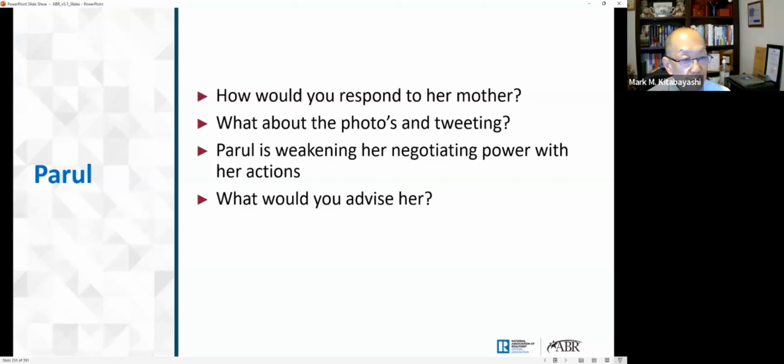What's the definition of a safe neighborhood? I don't know. It depends on who the buyer is. What they consider safe, we don't know. That's why we don't answer. What about the photos and the tweeting? Unless you have the seller's permission, you should not be tweeting or sending photos to social media. Parul is weakening her negotiating power with her actions.